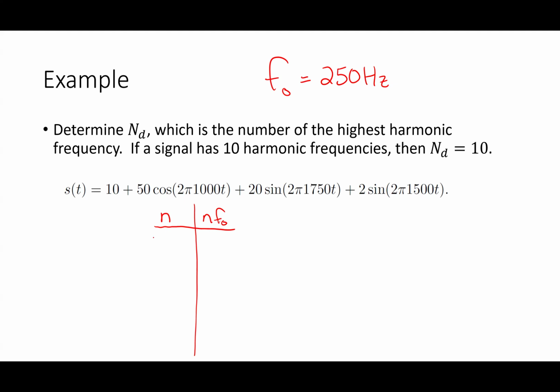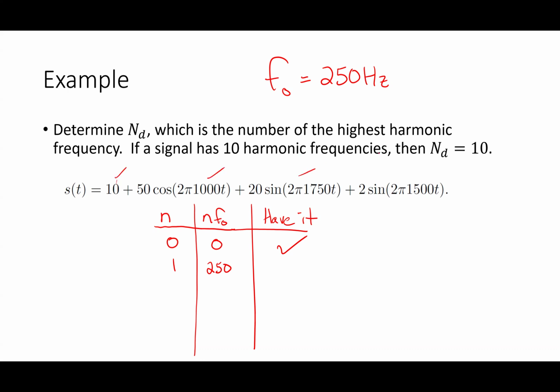What value of n should I start with? What's the lowest? It should be obvious here. What's the lowest frequency I have in this? 0. So what value of n would that be? I got n equals 0. That's DC. Do I have that in this waveform? The answer is yes, the 10. There's a 0 frequency term, meaning a constant term that's there. All right, so n equals 1 would be 1 times 250. Do I have any of that in this? So this guy does not.